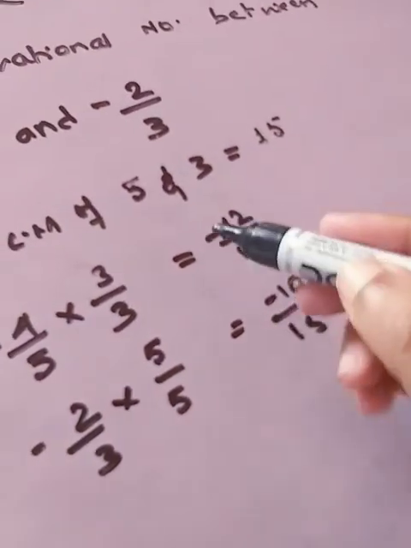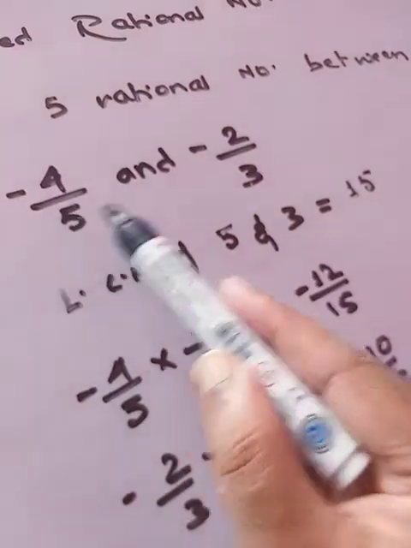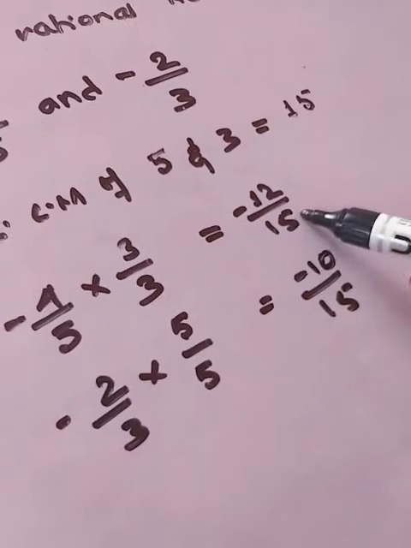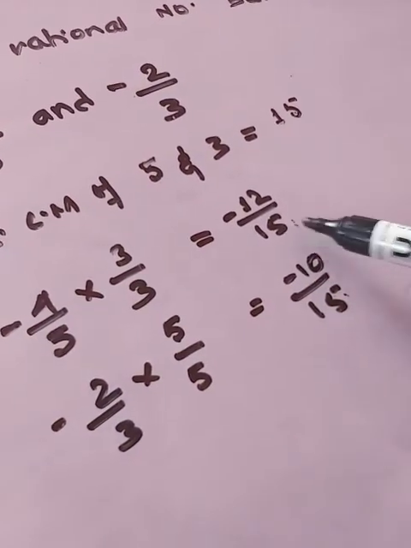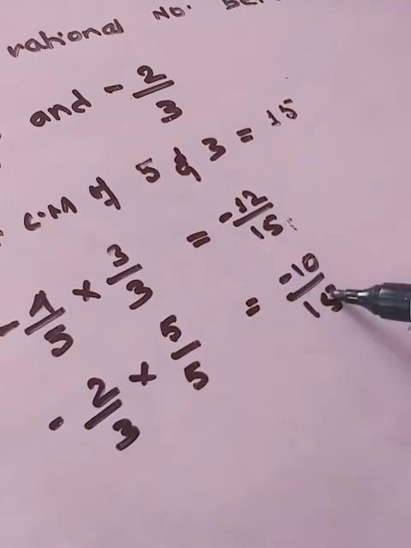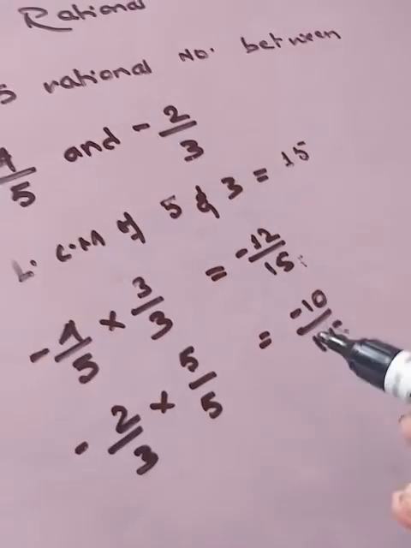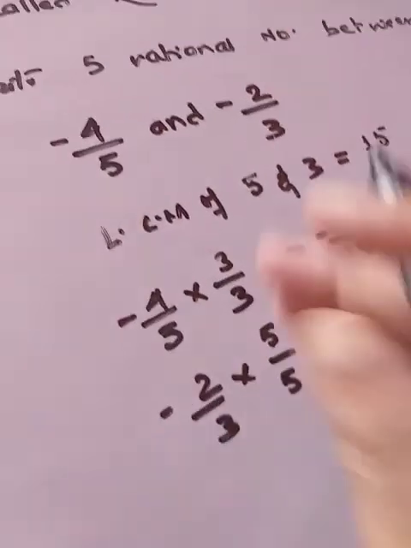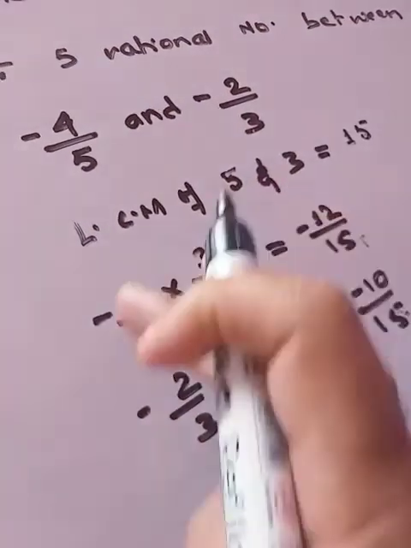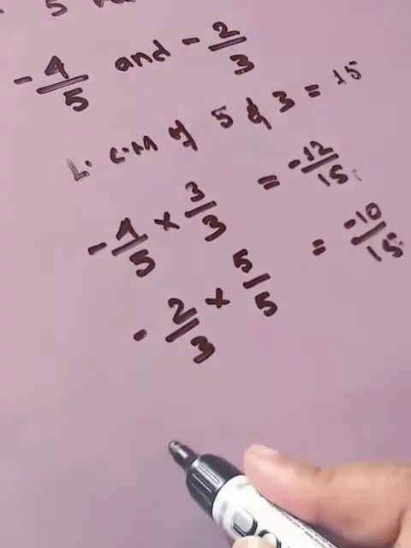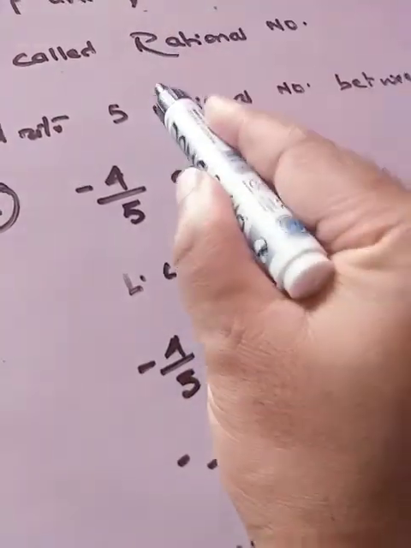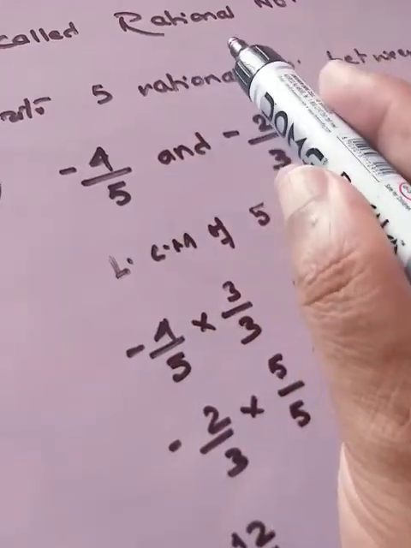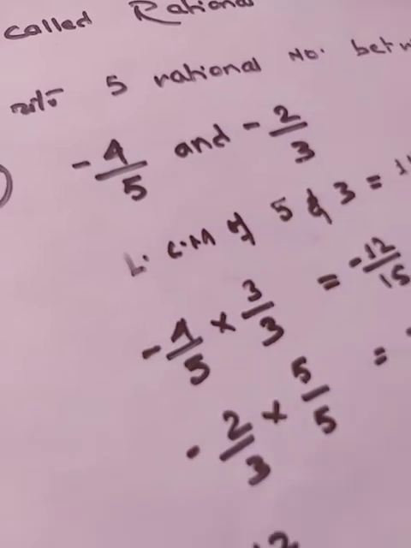Now you see what I did. I said that we have to make the denominators alike, isn't it? So we did. See, now both these rational numbers are carrying the same denominator, isn't it? This was the first step. This is the second step. And what is the third step now? The third step: how many rational numbers have they asked? 5. So what do you have to do? You have to multiply with the succeeding number, that is 6.